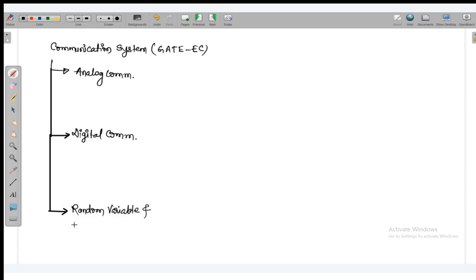When you see this in your official GATE syllabus, it may be in the form of random process only, but without understanding of the random variable, it is not possible to understand the random process. So we are keeping these three chapters. In analog communication, you will have different chapters. First is your amplitude modulation.